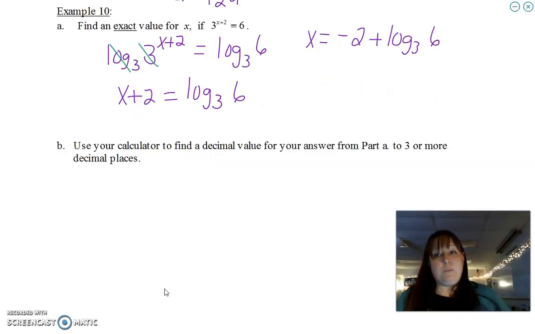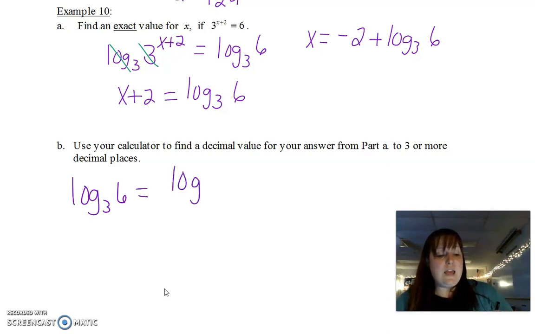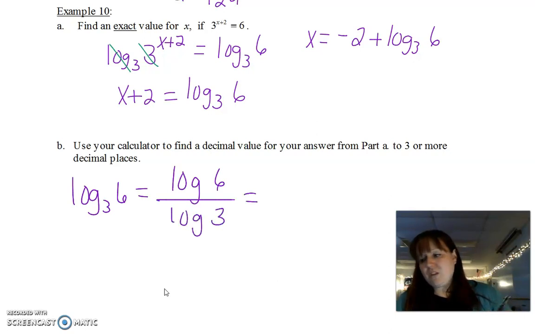Well, we have a problem because we can't put log base 3 into our calculator. So the first thing I want you to do is use your calculator to find what log base 3 of 6 is. So remember, log base 3 of 6 is going to be log base 10 of 6 over log base 10 of 3. So if you put that into your calculator, you figure out what that is.